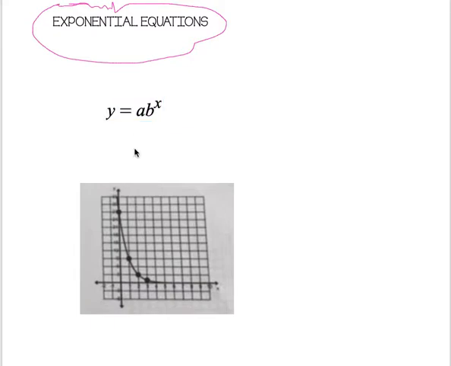Just like with a linear equation, when we're adding or subtracting a number repeatedly, I need to have the starting value and I need to know my rate of change or my slope. Those are two parameters that I need to write a linear equation.